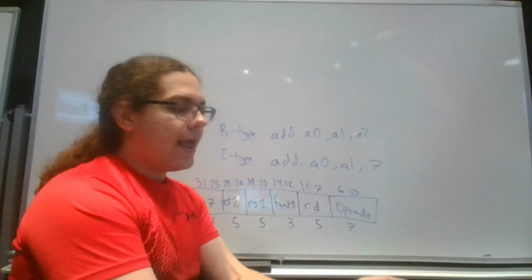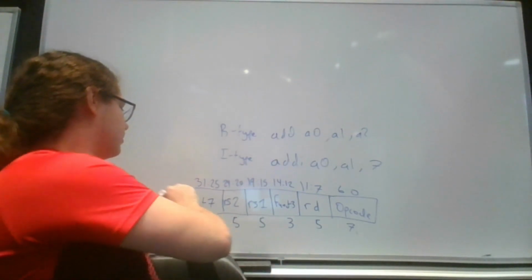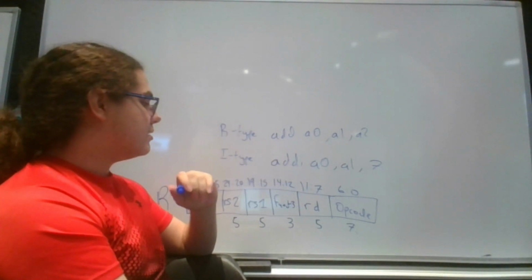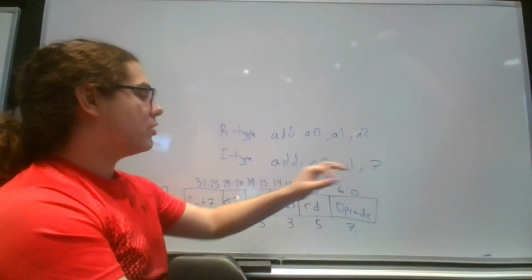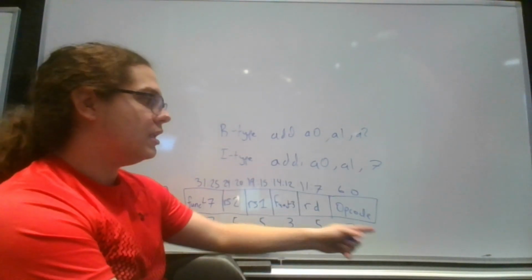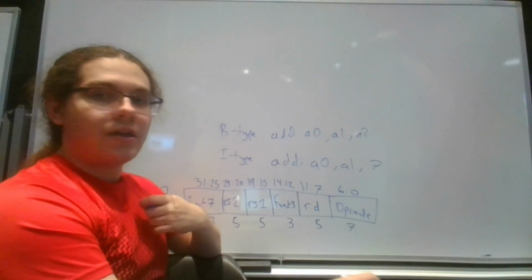And depending on the instruction, so this is for R-type, if it's for I-type, you'll notice that instead of having 3 registers, I actually have 2 and an immediate value. So I need to be able to encode that immediate somewhere here. So I have to switch up the way that I encode it.